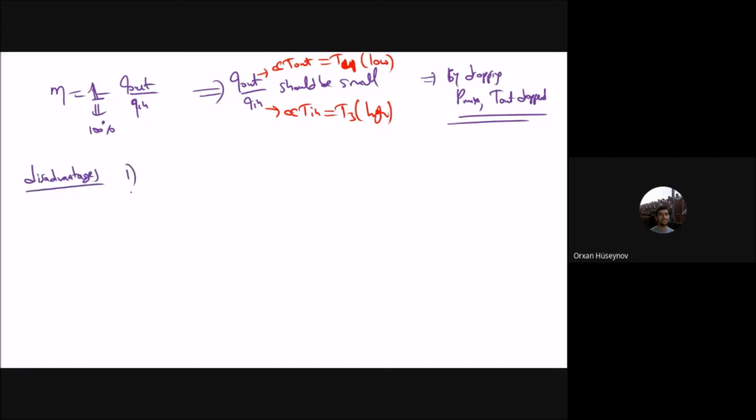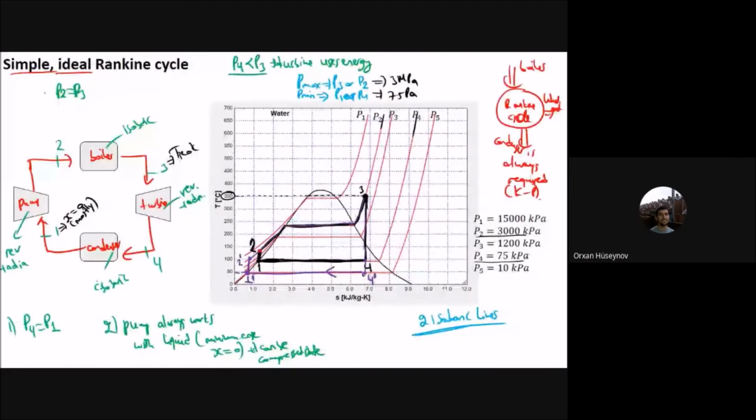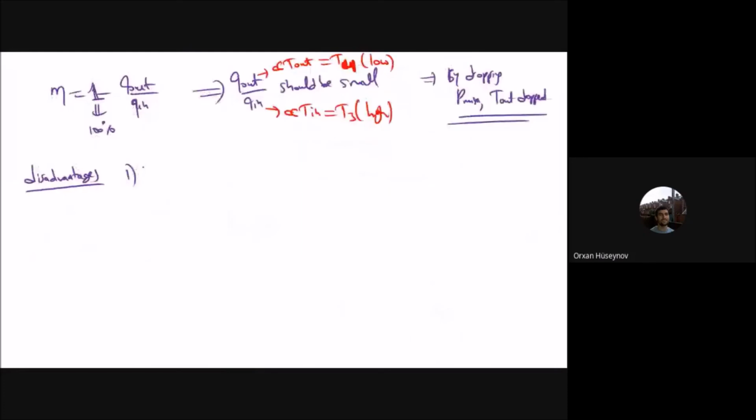The first disadvantage is that if you look at the chart, you can see 4 prime has less quality than the 4. Less quality means more moisture content, and more moisture means that it is dangerous for the steam turbine, because it can create erosion on the blades of the steam turbine. Therefore, this is not desired.